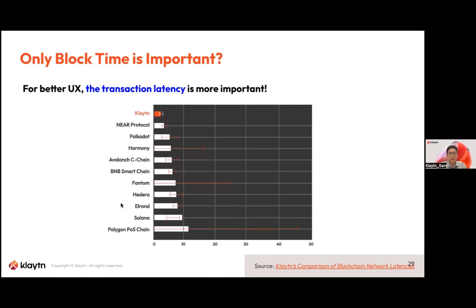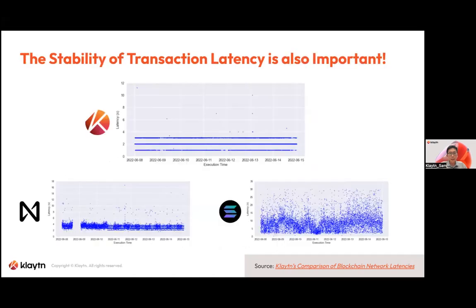So this is the comparison between different mainnets. And the other aspect is how stable the transaction latency is. When you send a transaction to a network, if it takes sometimes 1 second and sometimes 10 seconds, the average could be 5.5 seconds, but the standard deviation of those latencies is too high, and we cannot provide users a good experience with unstable transaction latencies. That's why we also tried to improve the stability of transaction latency.